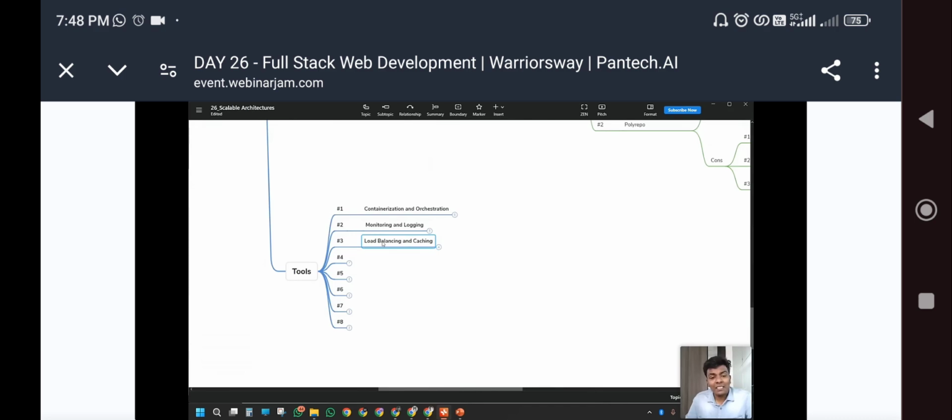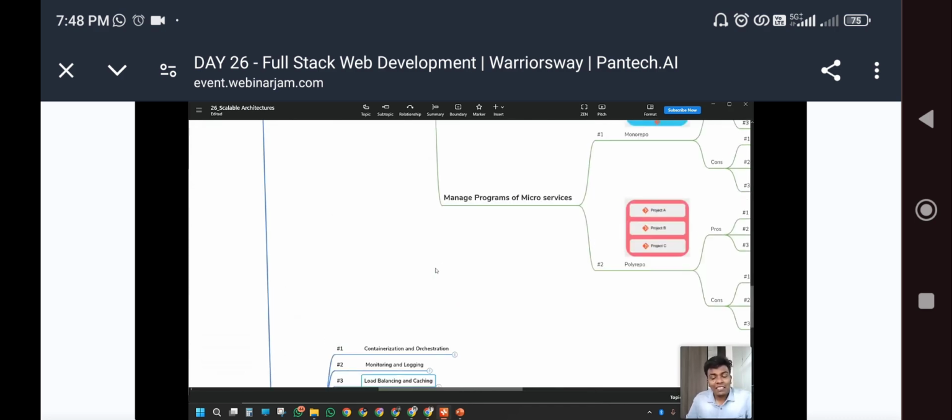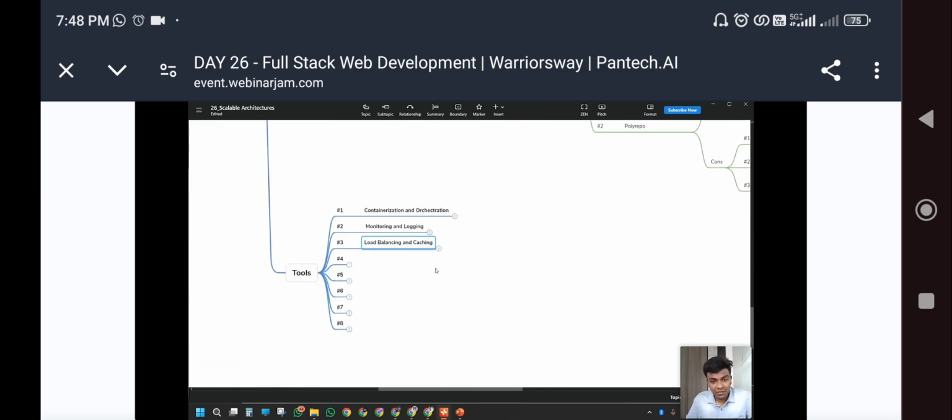And the third category is load balancing and caching. Whenever you are handling a huge number of microservices, you also need to balance your loads, to check whether they are distributed properly or not, and you need to handle caching also. The fourth category is CI/CD, of course, continuous integration and continuous deployment tools. And fifth is serverless computing.